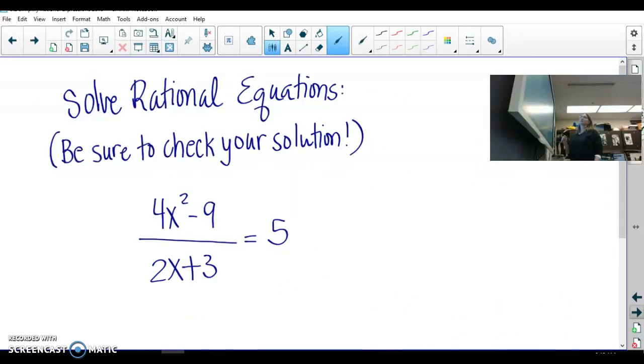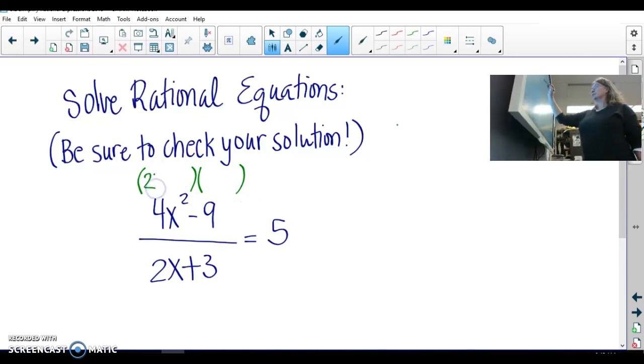Okay, let's move into solving rational equations. This just adds an extra step. We're still going to simplify the numerator and the denominator, just like we were, and then we'll take the next step from there. So again, this is a difference of squares. This is going to factor into 2x and 2x, and plus 3 and minus 3.